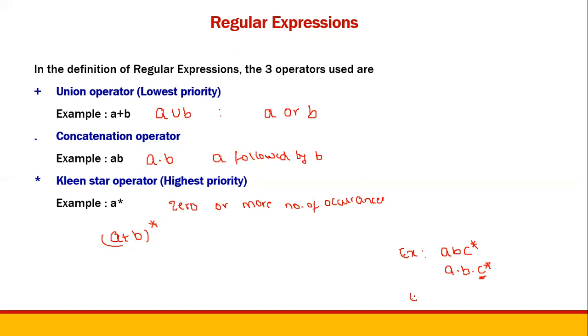Okay, so similarly, I'm taking one more example. Let's say ABC whole star. That means you are concatenating ABC and then you are going to Kleene star this. So brackets definitely is having the highest priority. After that, star and then concatenation and then the union operators.